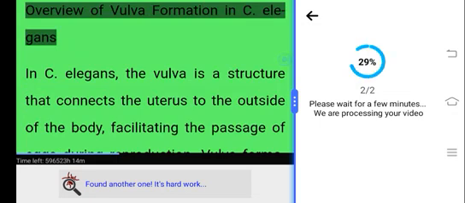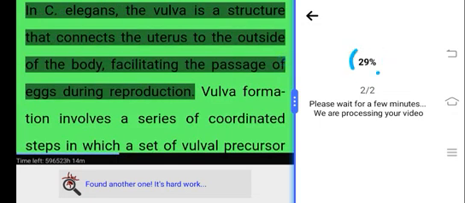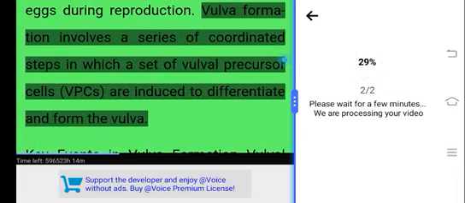Overview of vulva formation in C. elegans. In C. elegans, the vulva is a structure that connects the uterus to the outside of the body, facilitating the passage of eggs during reproduction. Vulva formation involves a series of coordinated steps in which a set of vulval precursor cells, VPCs, are induced to differentiate and form the vulva.